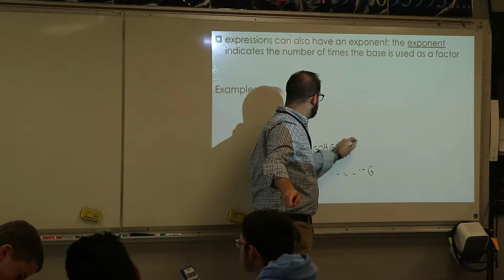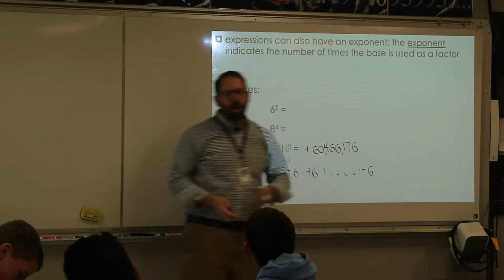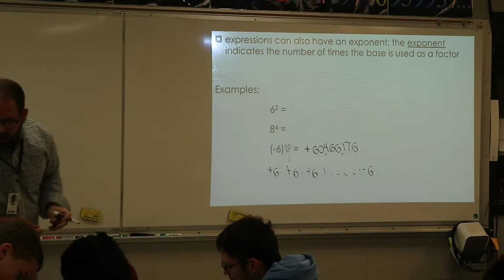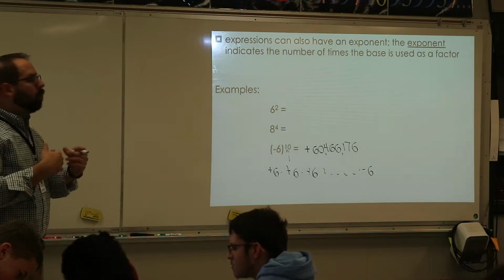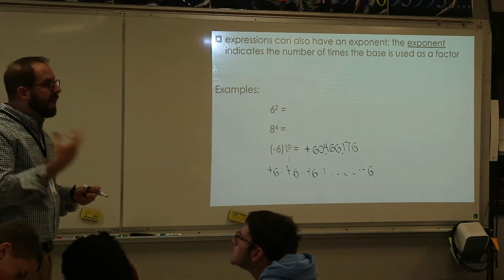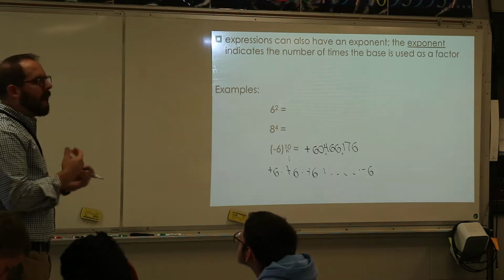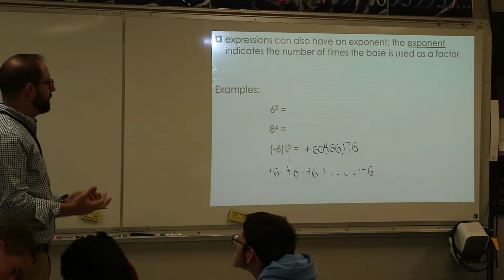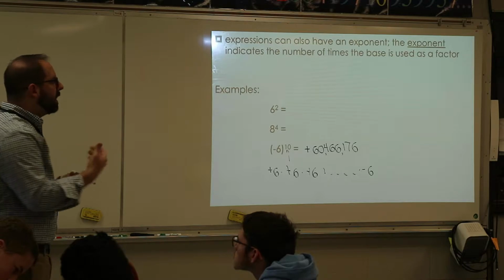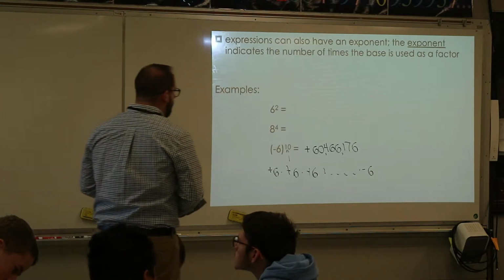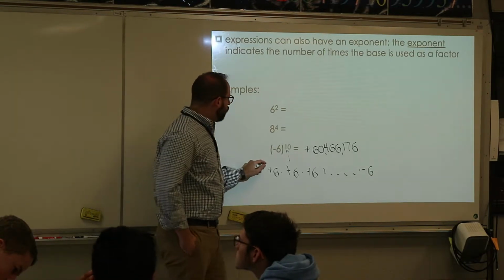60,466,176. There you go, Reed. 76, that was your going on there. Okay. Now, again, the idea behind it is that the calculator's there to make that easier. I would not want to multiply 6 times itself 10 times. That's why it's nice that the calculator can do that for you. Okay? All right, questions on the real math?